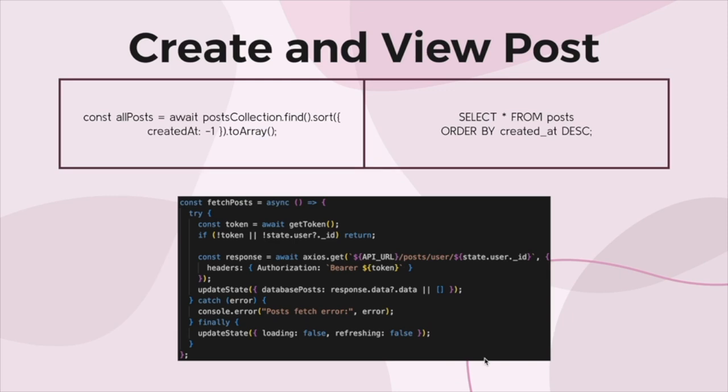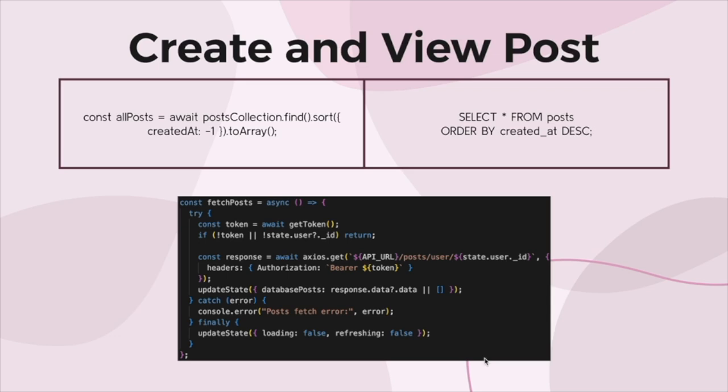So this is our MongoDB query along with an equivalent SQL query. This MongoDB query grabs all posts and sorts them with the newest post first, so users can view the most recent post on the top of their feed.